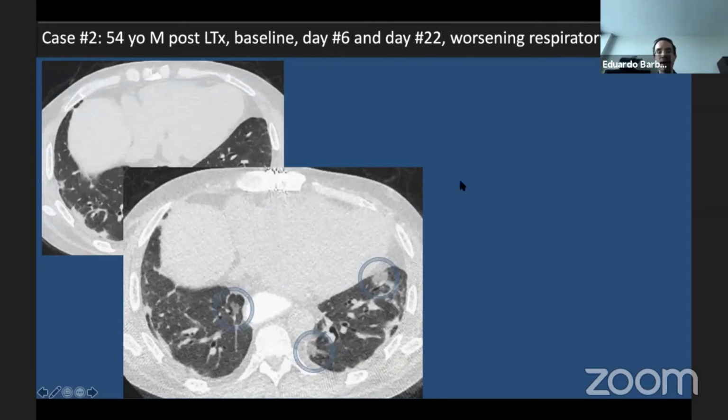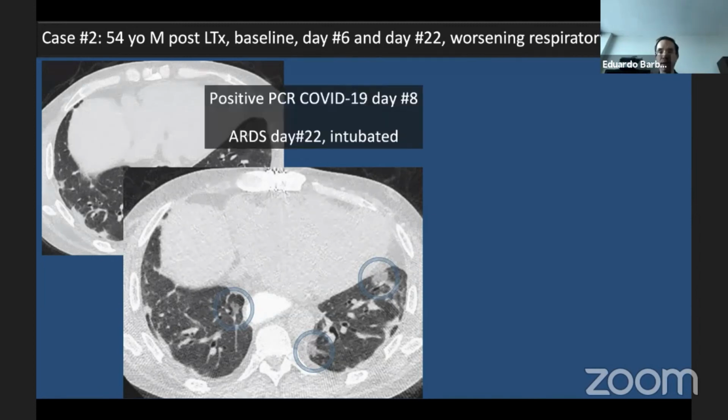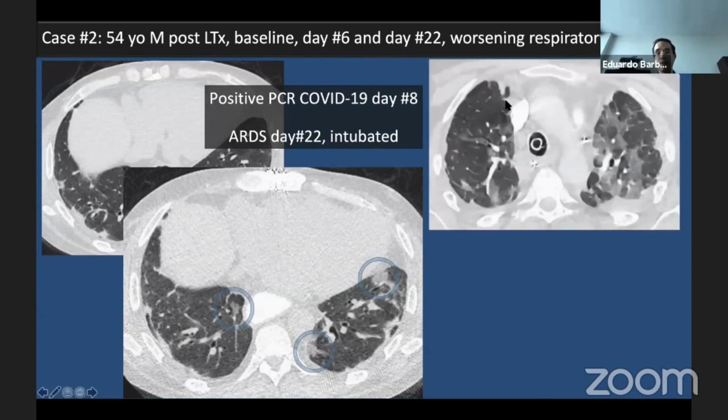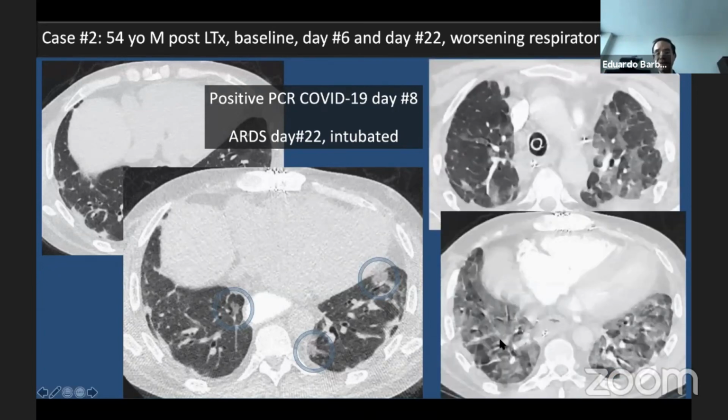This patient was admitted to the hospital because of high risk due to lung transplantation, and was tested for COVID-19. We confirmed the diagnosis by PCR. On day number 22, the patient is much worse, is in the ICU and has ARDS. This patient is intubated now, and you can see that the extent and the severity of ground glass opacity has increased. There's more involvement of the lung parenchyma, but the pattern is similar. It's just more severe with a greater percentage of the tissue involved.